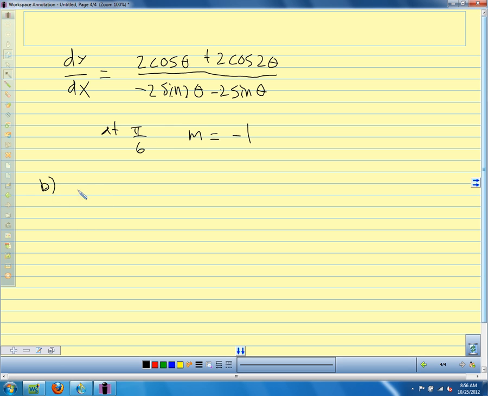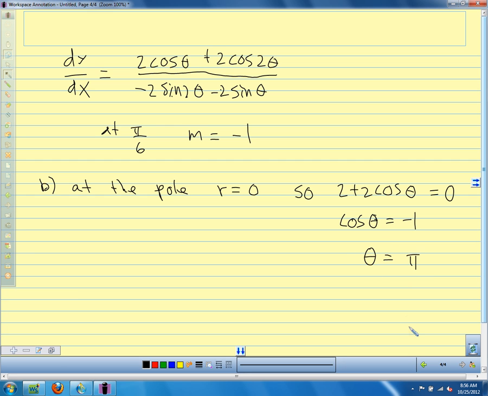So for part B, at the pole, r equals 0. So I'm just going to use my expression for r. So 2 plus 2 cosine theta equals 0. So r equals 0, and from this I get cosine theta is -1. So theta equals pi.